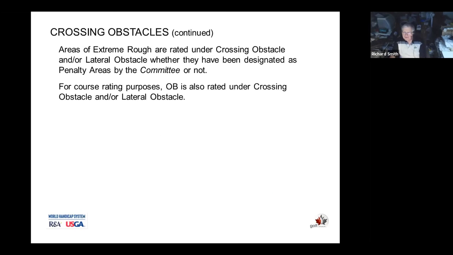Okay, so as I mentioned, even if some areas have not been designated as penalty by the committee, then we go ahead and rate them anyway, because it's still an obstacle whether it's been defined or not. It's just that if it hasn't been defined, then the usual rules, such as lost ball and stroke and distance penalty, would apply. But again, we're just rating it. We're not playing it and refereeing it.